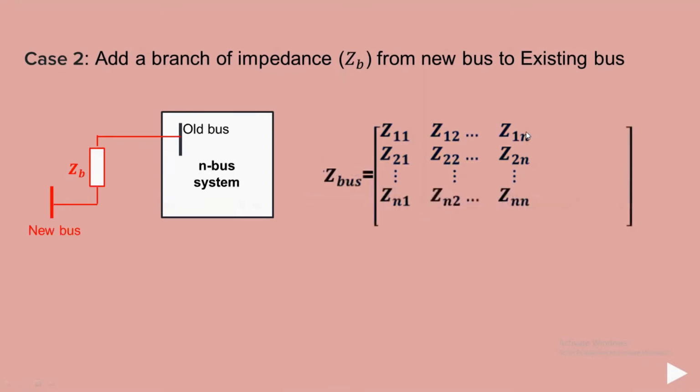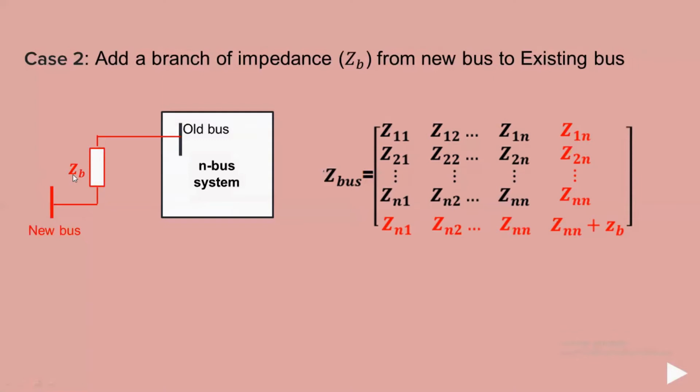In this matrix, one column and one row are increasing. The new column element is just a copy of the previous column element. Then the new row element is just a copy of the previous row elements. The diagonal element is equal to the sum of the previous diagonal element plus the new branch impedance.